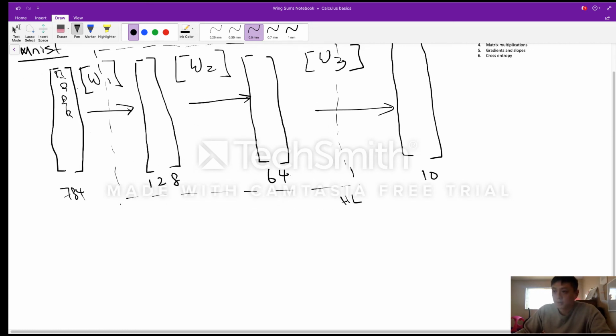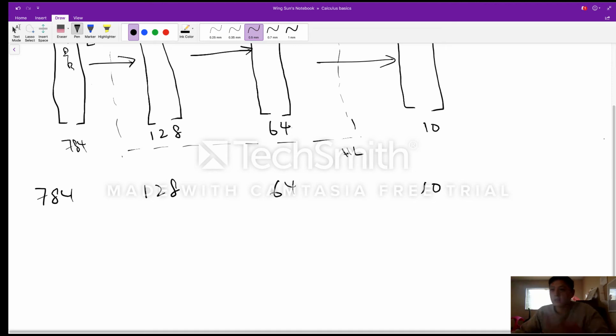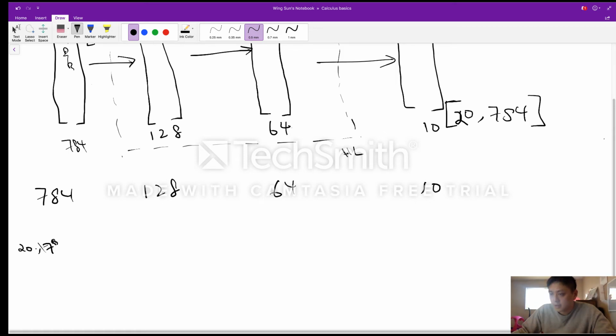So let's put this back into perspective. Let's say I have a batch size of 10. Well, let's say it's 20, because 10 and 10 is the same number and I want to use different numbers. So 20, and I have a feature size of 784. That would be my input to this whole model. So you have 20 by 784 going into this.